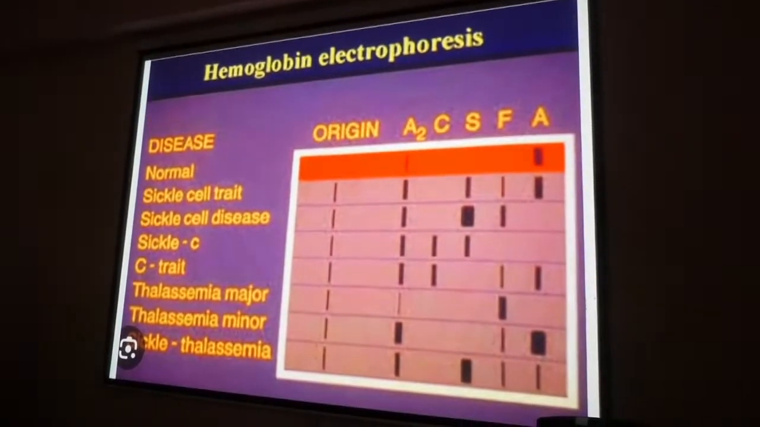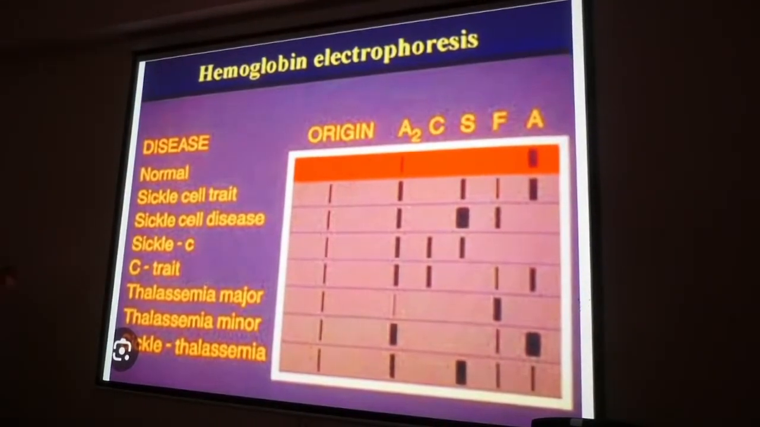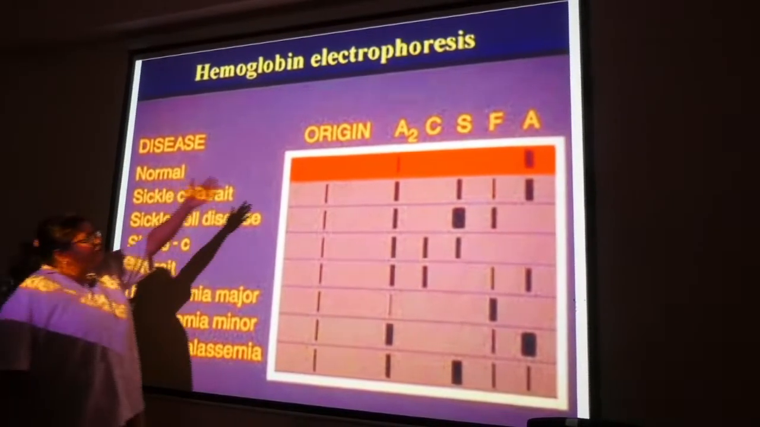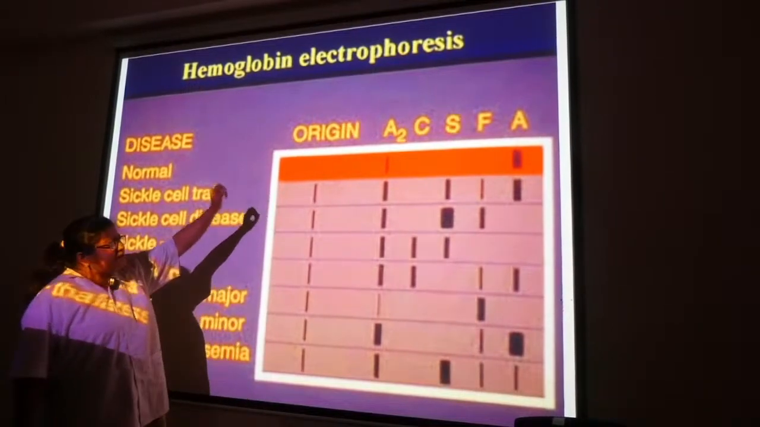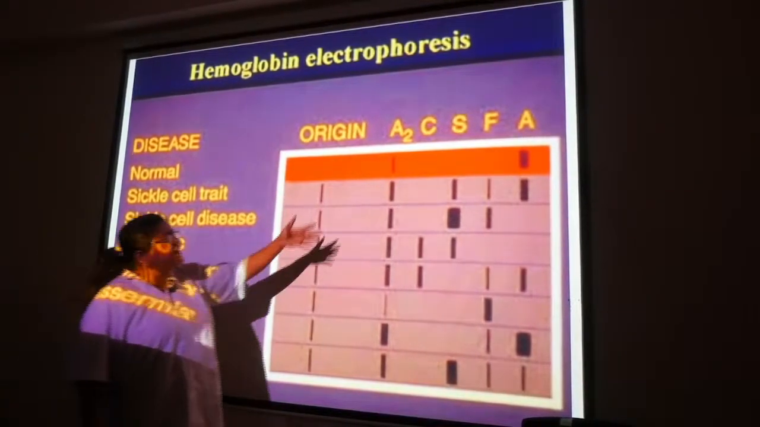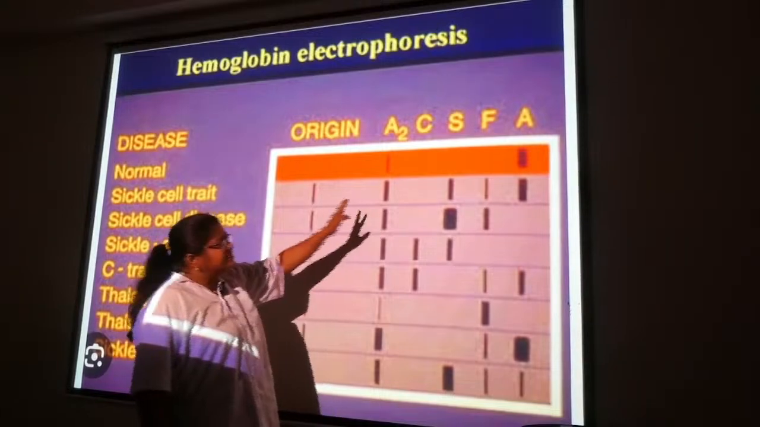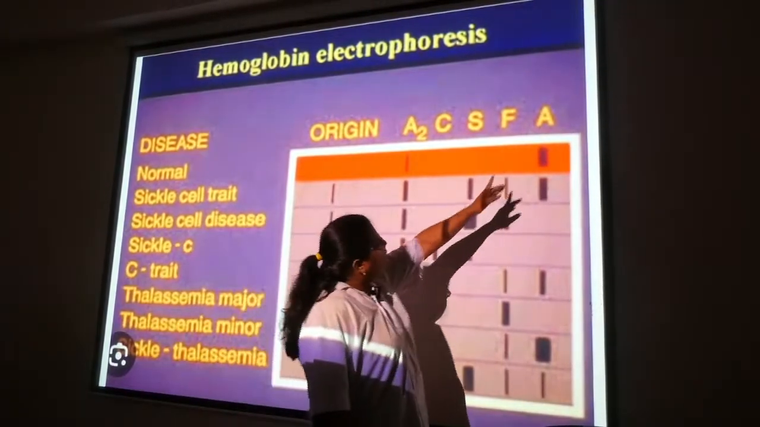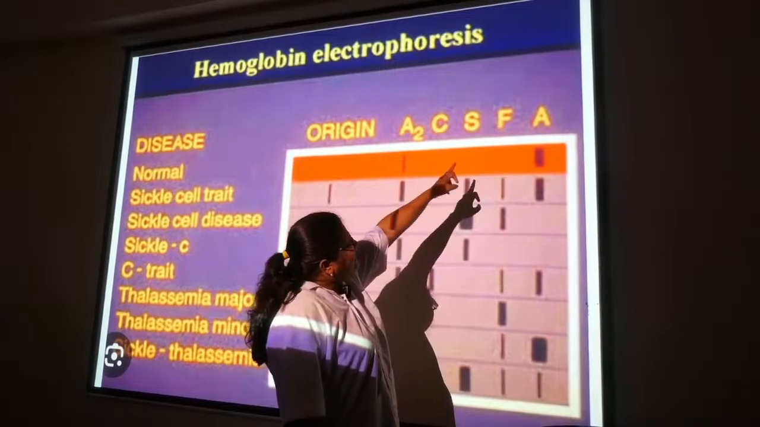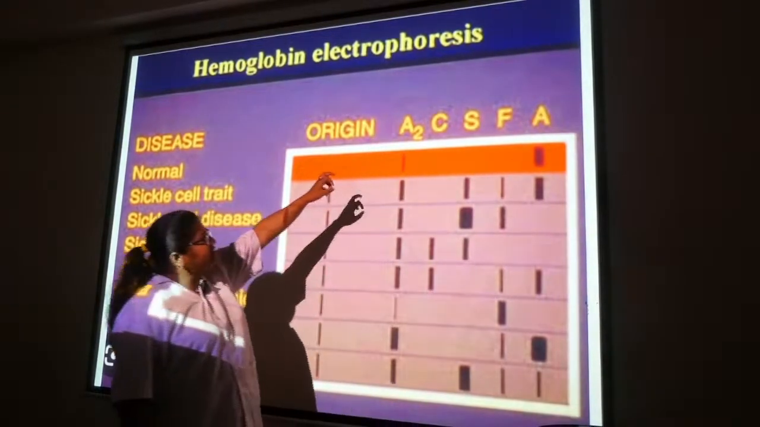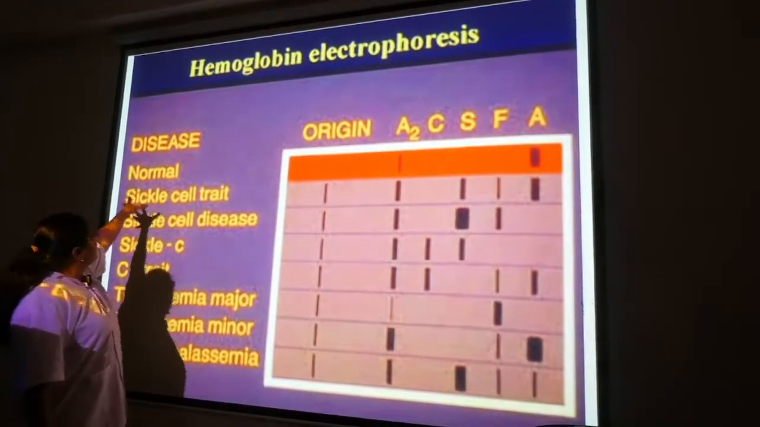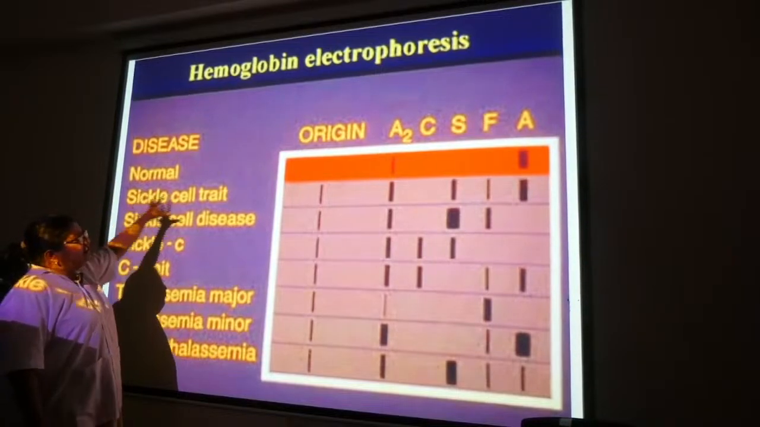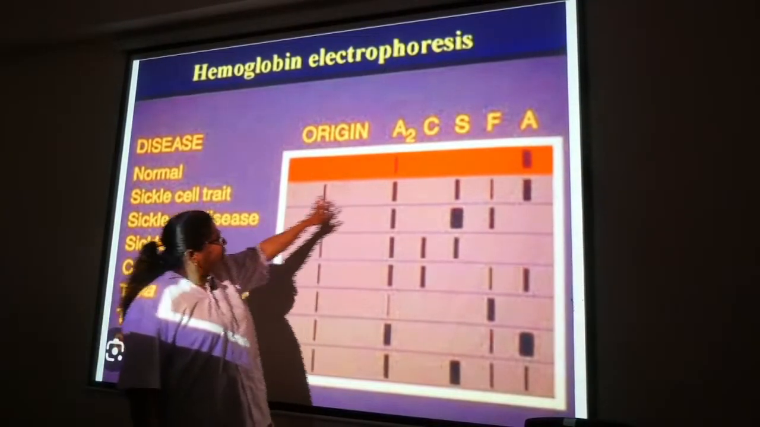This is a picture showing hemoglobin electrophoresis. This is the site of origin where the samples are put, and after some time it shows the bands. The bands are separated: A, F component, S, C, A2. In a normal person, this is the pattern of bands.